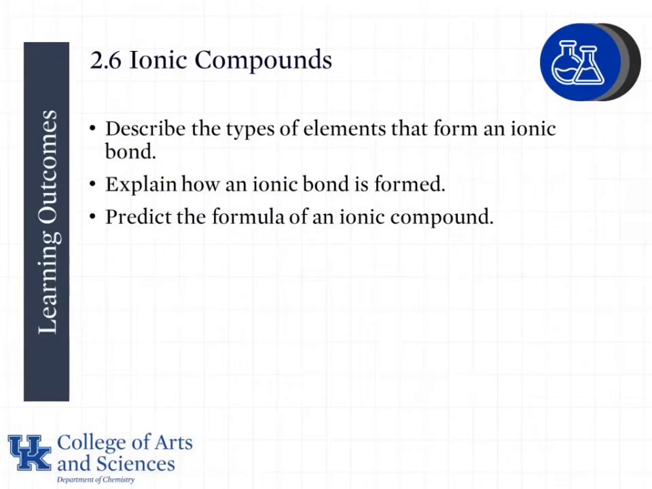In this lesson, we're going to look at the types of elements that form an ionic bond, explain how an ionic bond is formed, and then learn how to predict the formula of an ionic compound now that we know whether an element is likely to form a cation or an anion and what its most probable charge is.